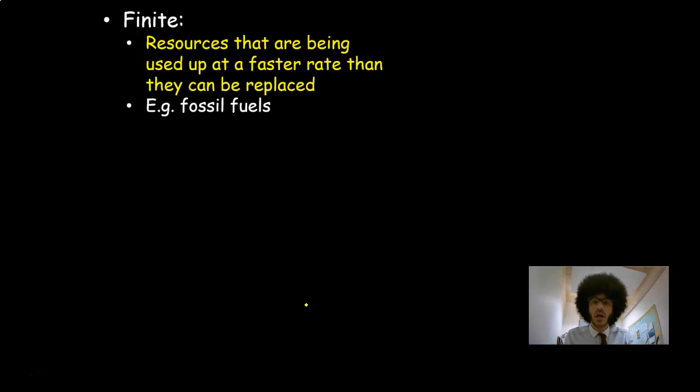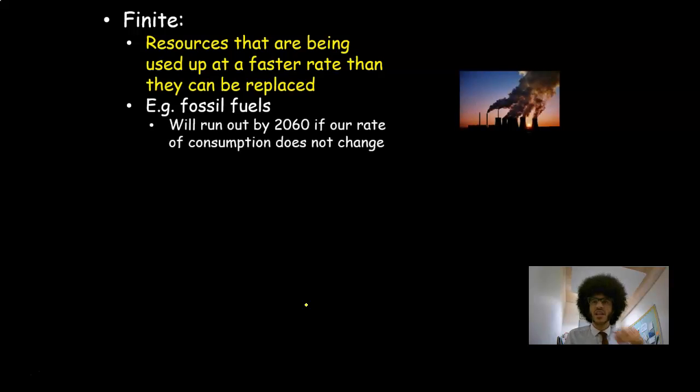They're running out, and I think at the moment, due to current estimates, we're looking at around 2060. They will all run out if our rate of consumption does not change. Okay. Now the point here is that we're using them relatively quickly. In theory, you could remake fossil fuels, but it will take millions and millions of years, and certainly at the rate at which we use them, they're going to run out way before they start forming again. So they're considered to be finite.